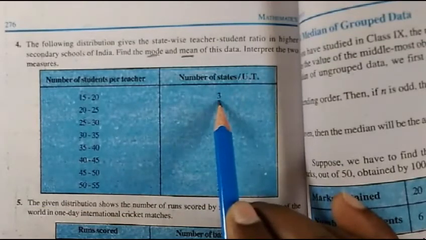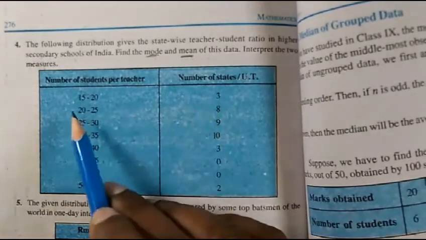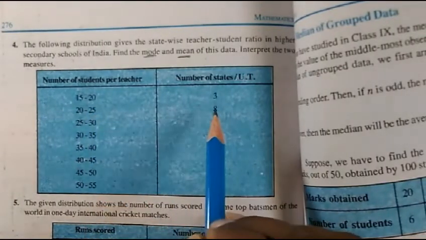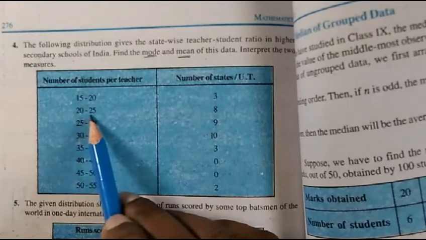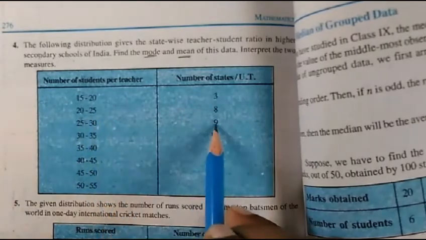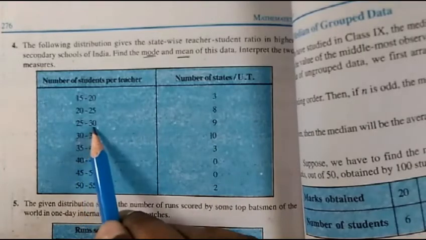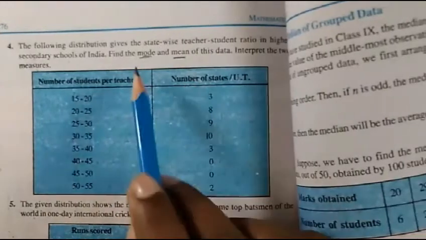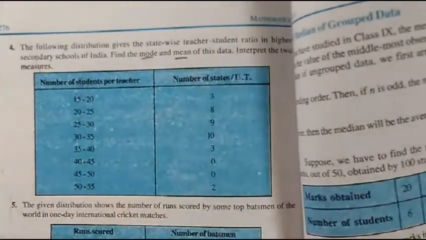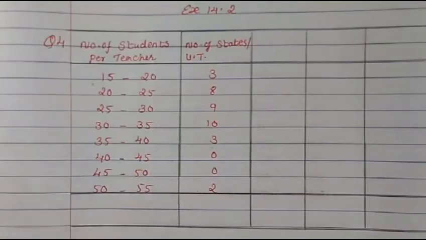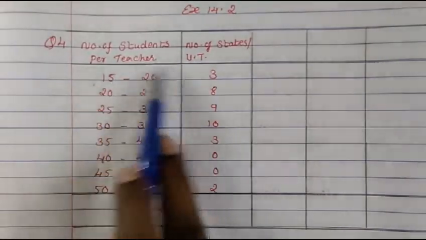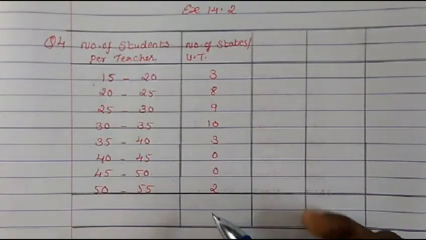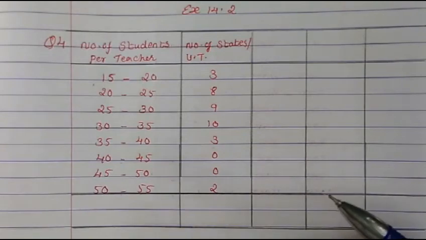There are 3 states where the number of students per teacher is 15 to 20. There are 8 states where 20 to 25 students are given per teacher. There are 9 states where 25 to 30 students are given per teacher. So that's the data given to us, and we have to find the mode and the mean. I have copied down the question here, the number of students per teacher and the number of states. You can start with either mode or mean.